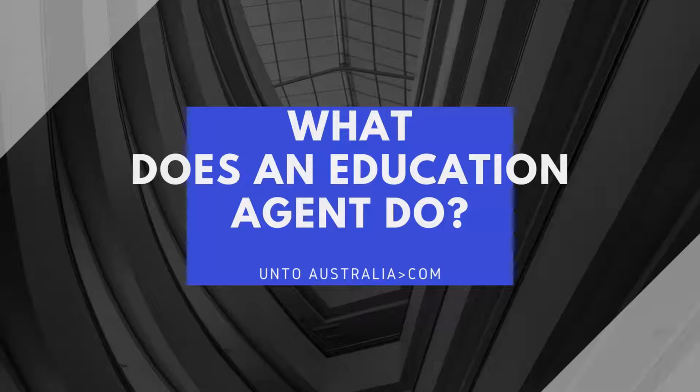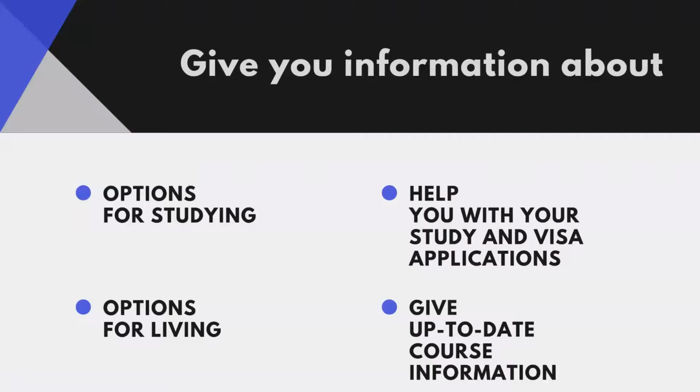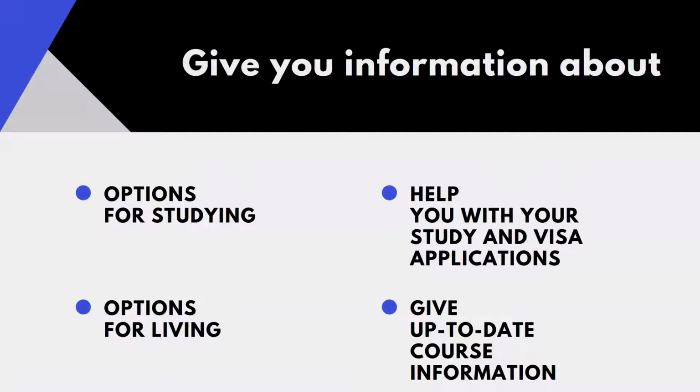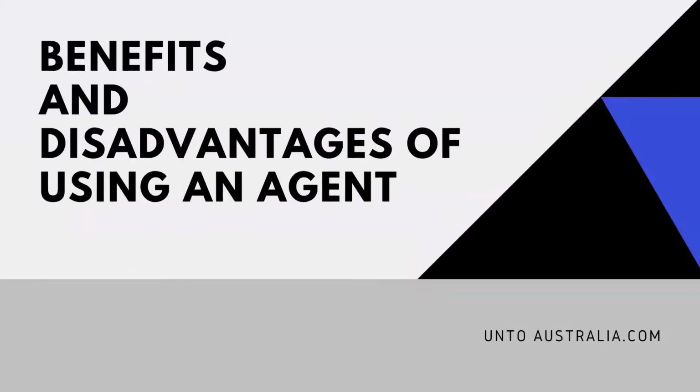So what does an education agent do? Well, it's an advantage for you. They will give you options for studying and options for living, like accommodation and transport. They will help you with your study and visa applications. So your applications with the school and also your visa application with the Australian government. And they will also give you up-to-date course information. So they should know what's happening with most of the schools.